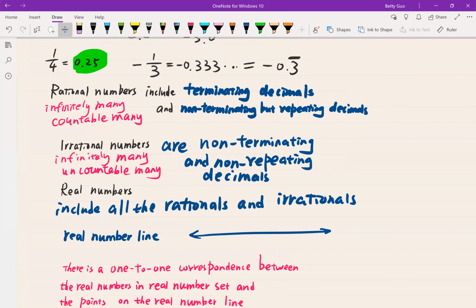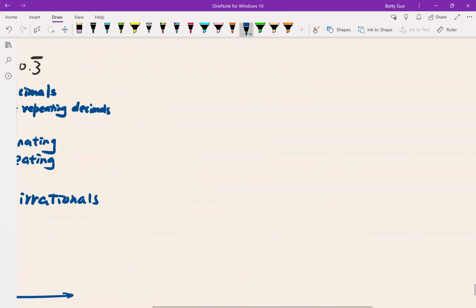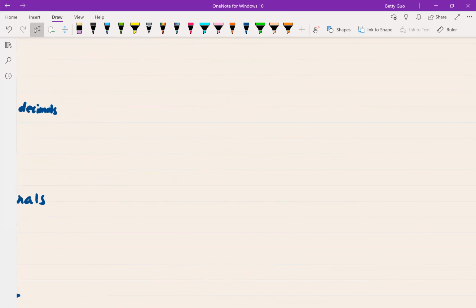Real numbers include all the rationals and irrationals. That is the real numbers. So all those numbers we have seen so far, they are real numbers. The real number set includes all the rationals and all the irrationals. So here I'm going to draw a diagram to show you the connection, the relationship between those sets.